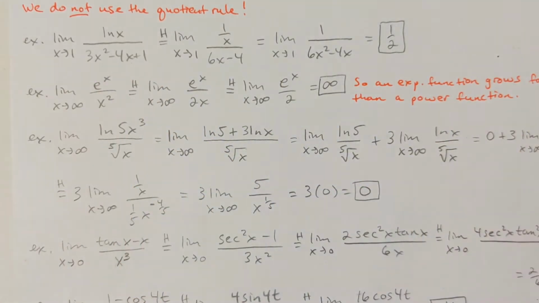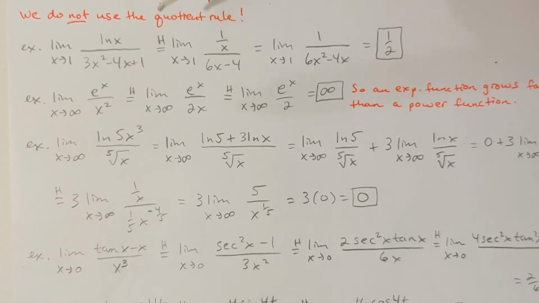Suppose we want to find the limit as x approaches 1 of the ln of x over 3x squared minus 4x plus 1. Okay, so if I plug in 1, I would get 0 in the denominator. That's no good. And ln of 1 is 0. Okay, so I'm in indeterminate form, 0 over 0, which means that I can use L'Hopital's rule.